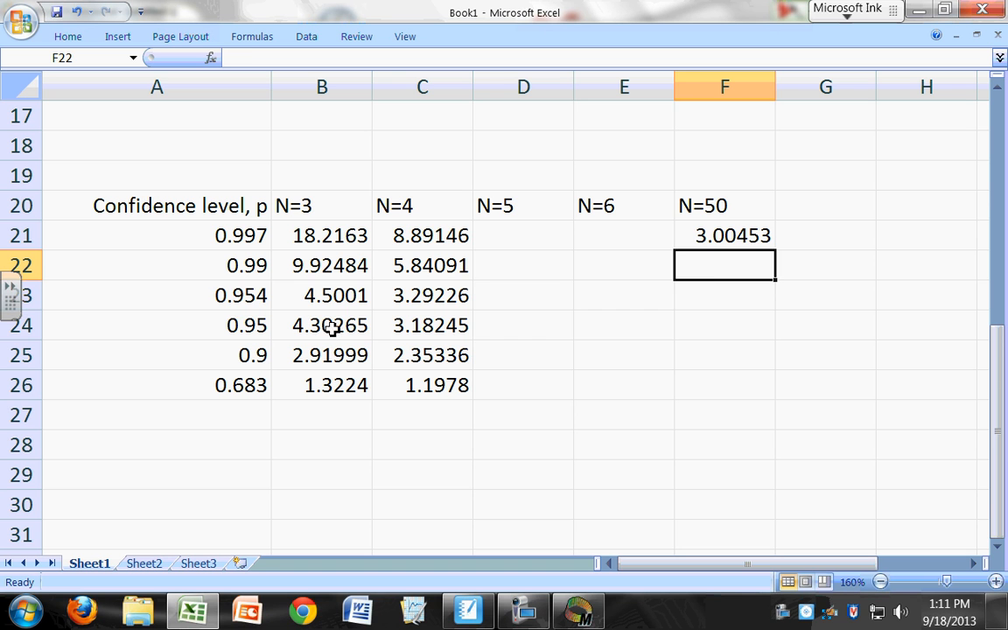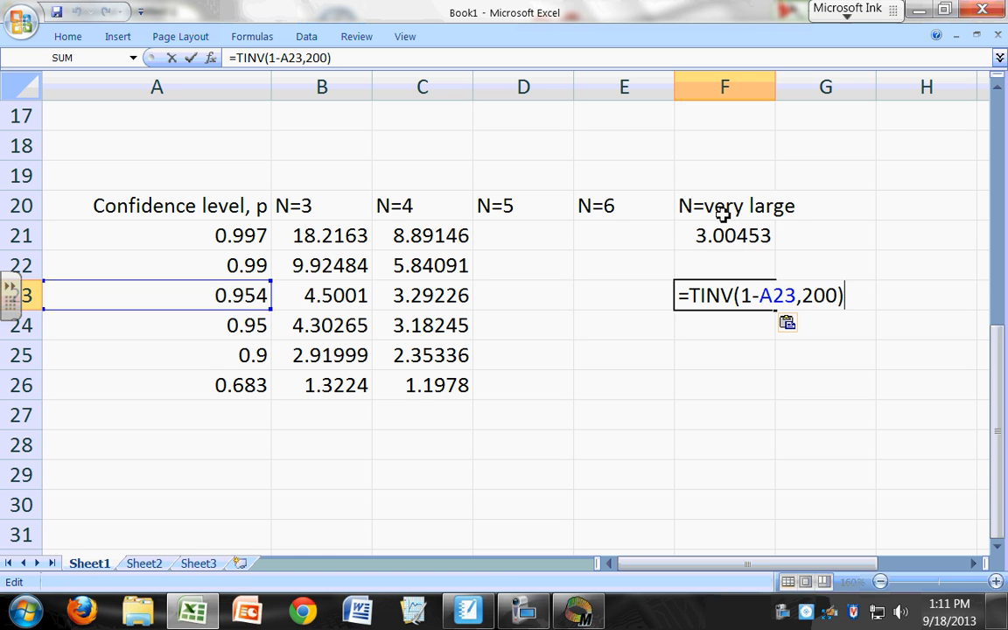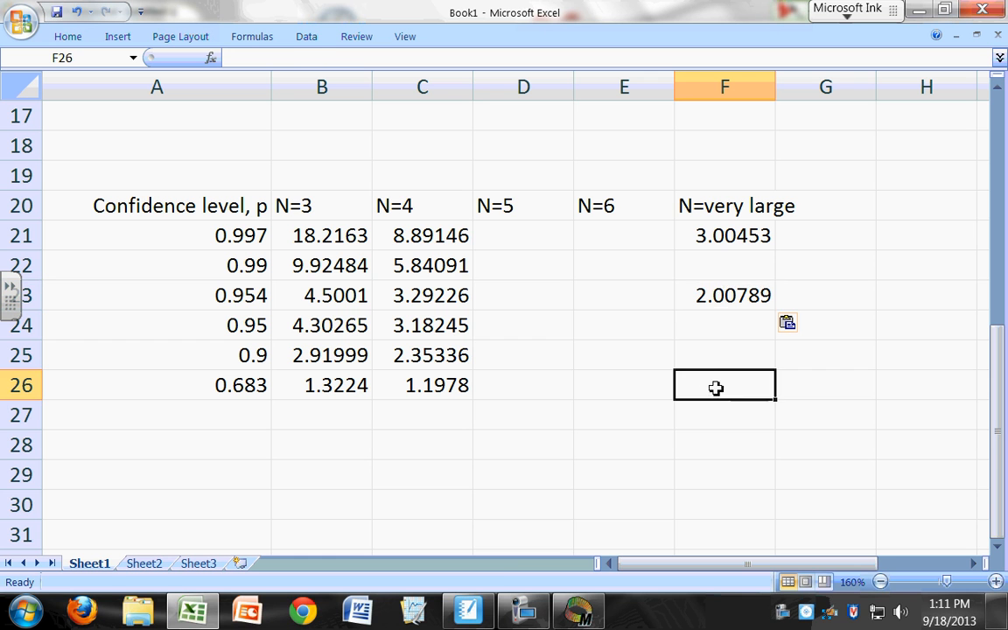Okay, so what about 0.954? What do you think the limit for that would be as n gets very large? This is going to approach 2. So if I copy this, it's 2. If I make that smaller, like 10, you can see it's not quite 2. But as I make that number bigger and bigger, 200, that's going to be 2. Okay, 0.683. If I copy that down here, you can see that's 1. Within 1 standard deviation, you have a 68% chance of being within 1 standard deviation. So that's the interpretation of standard deviation.